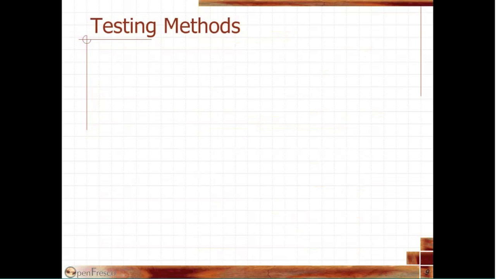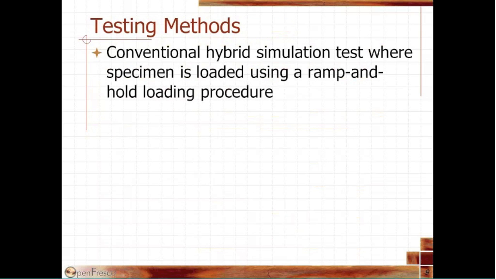For the testing methods, there are several different testing methods that we can do with hybrid simulation. When people started off doing hybrid simulation, they did a conventional hybrid simulation test where the specimen was loaded using a ramp and hold loading procedure. So you would ramp up to a certain target displacement, and then while you take your force measurements and compute the next target displacement, your actuators would hold the position. Now this usually had the problem that during this hold phase, forces in your specimen would relax.